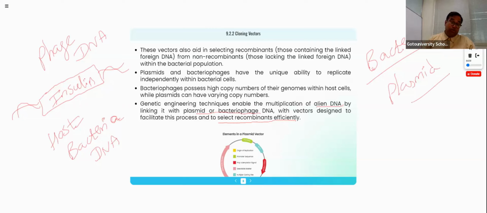So without the removal of the plasmid from the bacteria, how can we introduce the gene of our interest? If they ask like this, it is too difficult for us to think and write. That answer can only be given here.